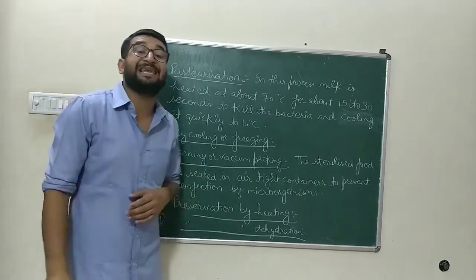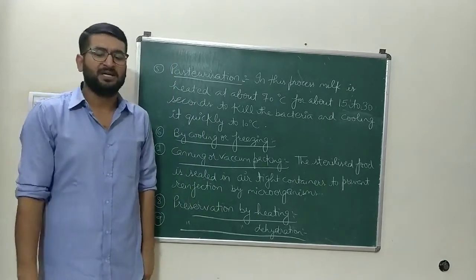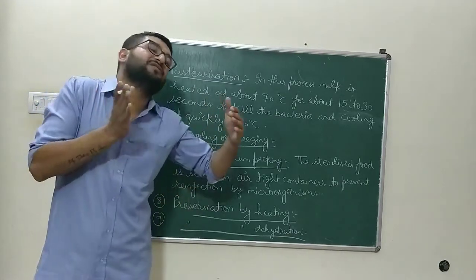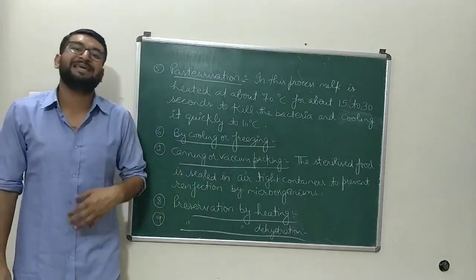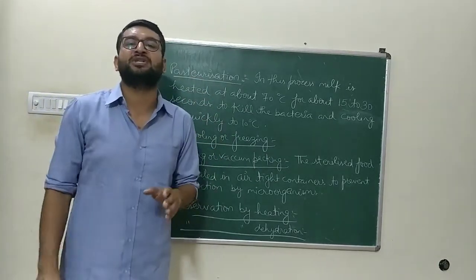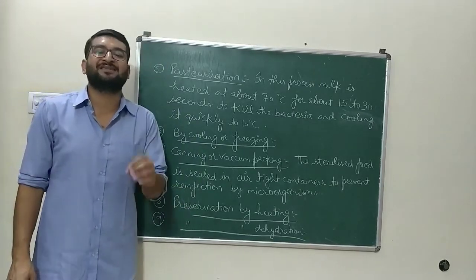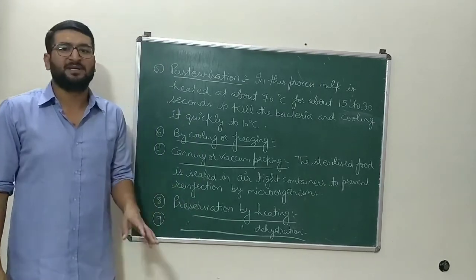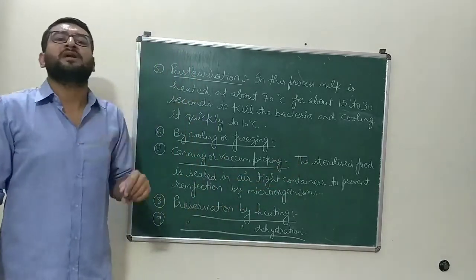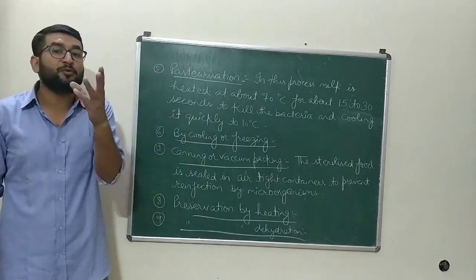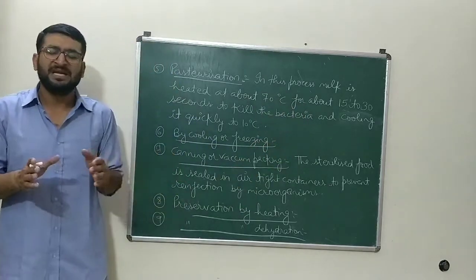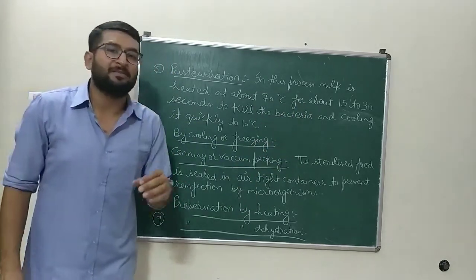The next method is canning or vacuum packing. In canning or vacuum packing, first we sterilize the food. First we kill the microorganisms by heating it, by boiling it. Then that sterilized food is packed into airtight packing or airtight containers or vacuum packing. Why is it so? Because vacuum means there is no air. And if there is no air, the spores of microorganisms, the reproductive units of microorganisms, cannot come in contact with the food. And that's how we prevent the growth of microorganisms.